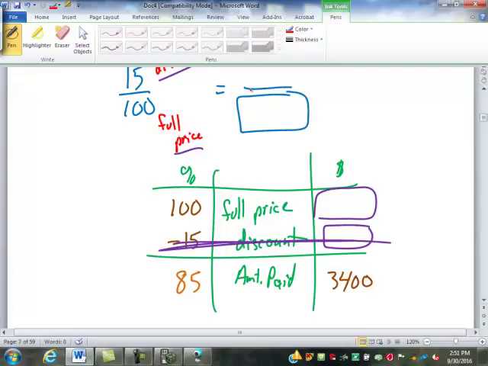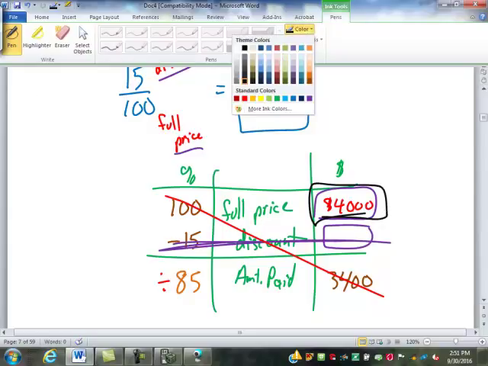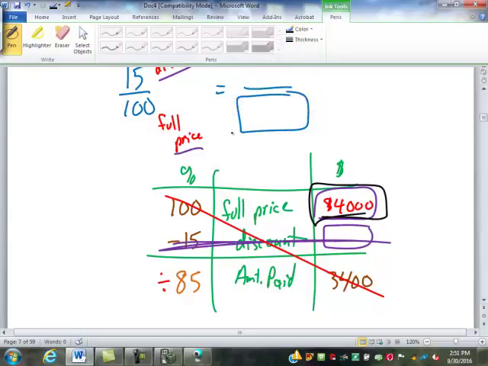We could pull this out and make a proportion like we have been, cross multiply and divide, but I'm going to show you an even shorter shortcut. Right in this table, I can actually cross multiply and divide. The 100 does not have to go on bottom. It's just the relationship between the 100 and the 85 that's important here. I can cross multiply 100 times 3,400 and divide by 85. Should give me 4,000. So $4,000 is the full price. Any questions?